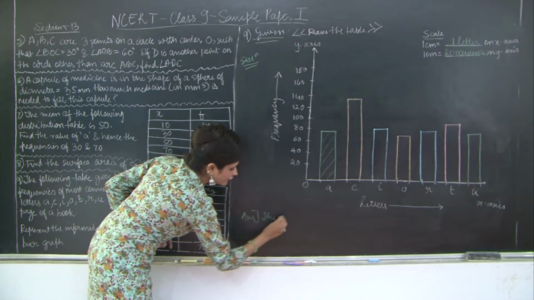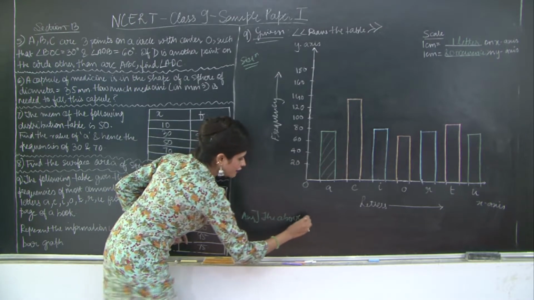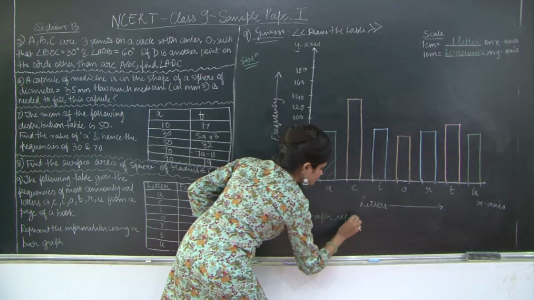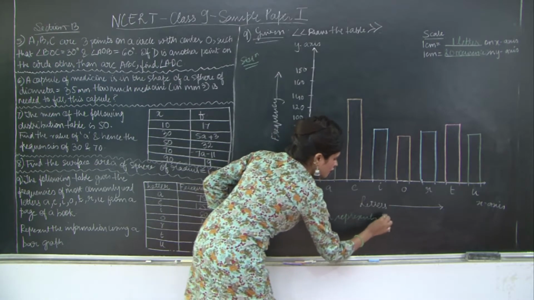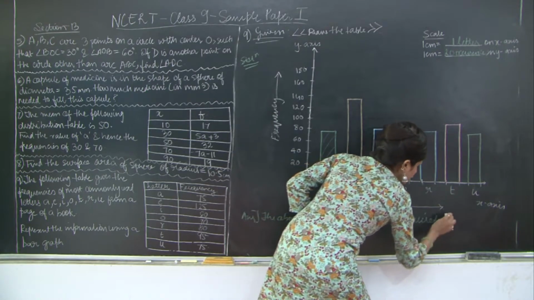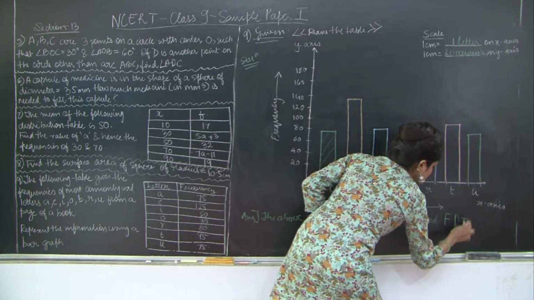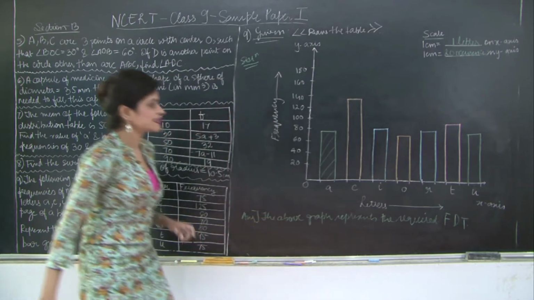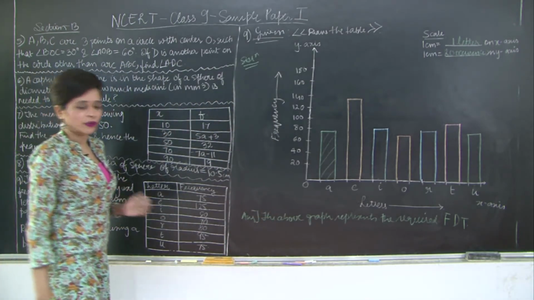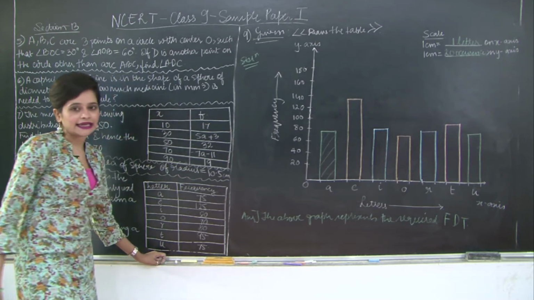The above graph represents the required frequency distribution table. I'm just writing FDT for frequency distribution table. So please take a look at the solution. Very scoring one. Just make sure you're doing it neatly and carefully.